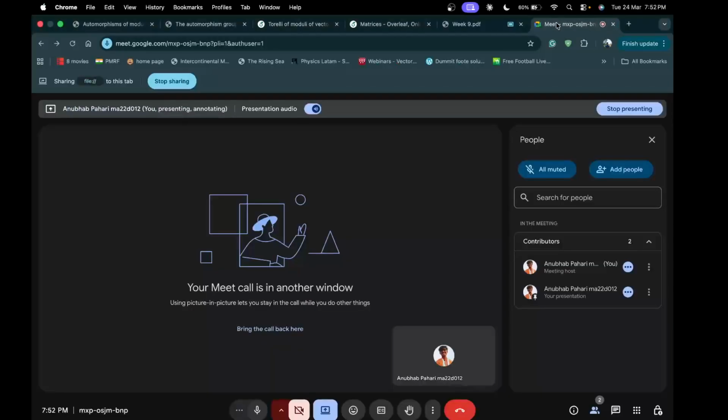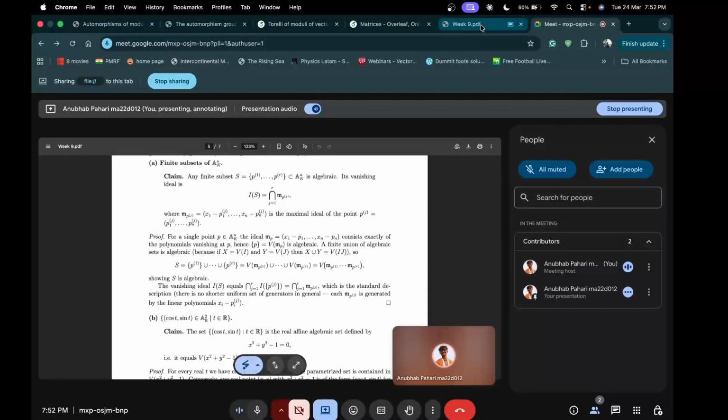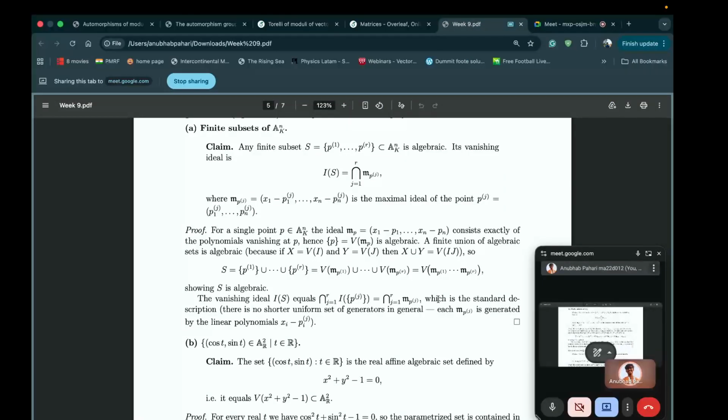Now, a finite union of algebraic sets is algebraic, because if X equals V(I) and Y equals V(J), we would have that X union Y is V(IJ). So S equals {P1, ..., Pr}, which is the union of V of all those maximal ideals, which is V of the product of those maximal ideals, showing that S is algebraic.